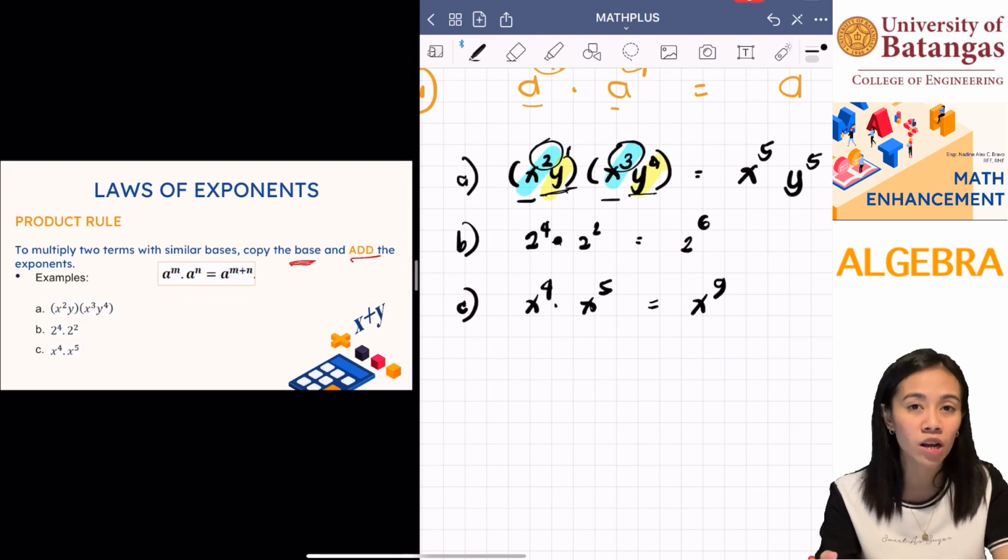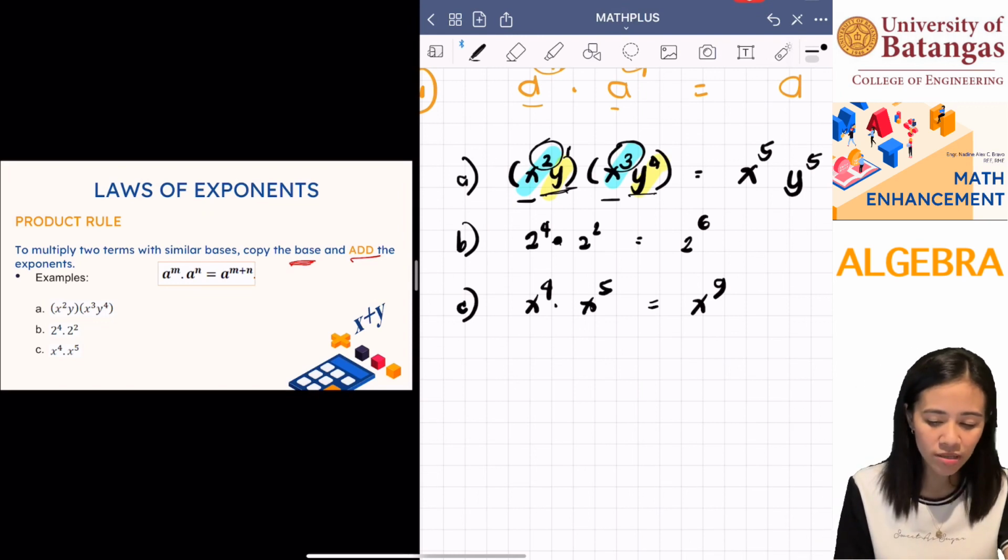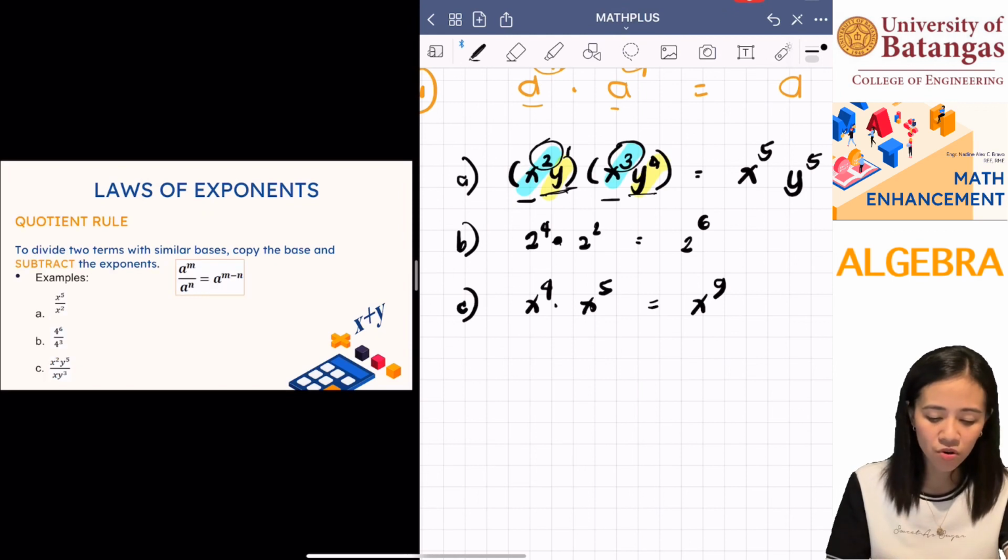Kailangan lang magaling kayo mag-recognize. Ano nga? At saka, hindi na dapat nalilito. Okay? Next, so, let's continue this. Next is your quotient rule.